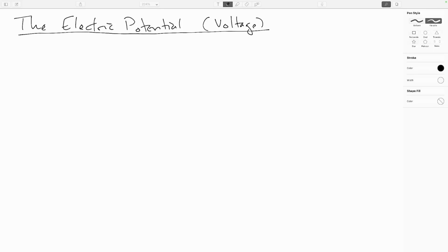In the last video, I introduced the idea of electric potential energy. Now, in this video, I'm going to be introducing the electric potential. Although the names sound disgustingly similar, there are actually two different concepts. There is some relation between them, but they are not the same thing. This is actually quite confusing terminology.